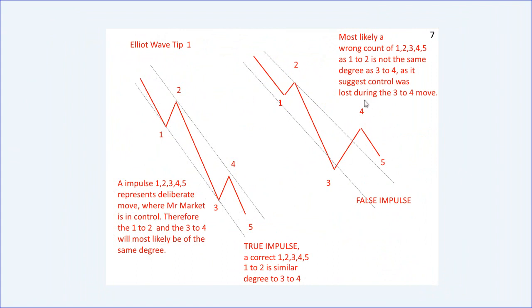If you get irregular points of degree between 1 and 2 and 3 and 4, most likely your count is wrong because it's not a true impulse, because they lost control. True impulse waves is where the market is in control, moving it from point A to point B, and the action between 1 and 2 and 3 and 4 are well controlled. Okay.